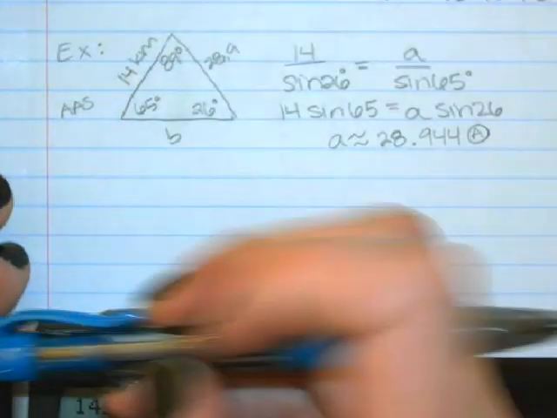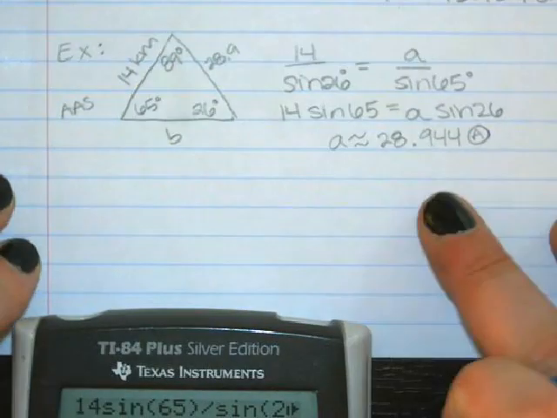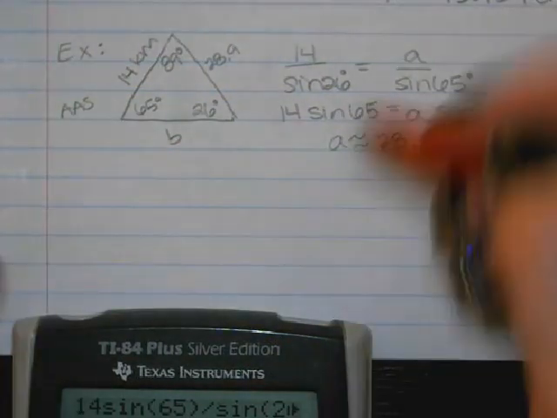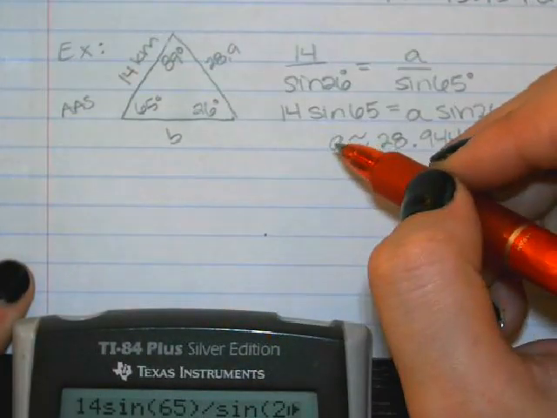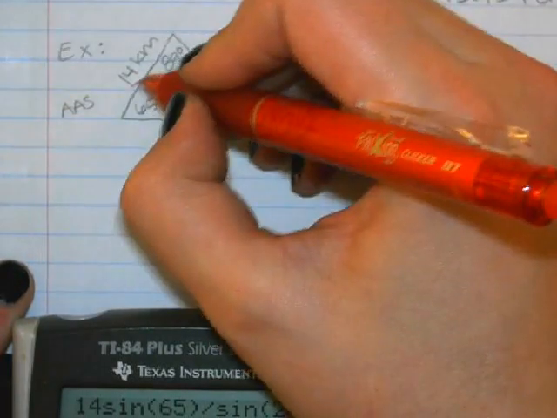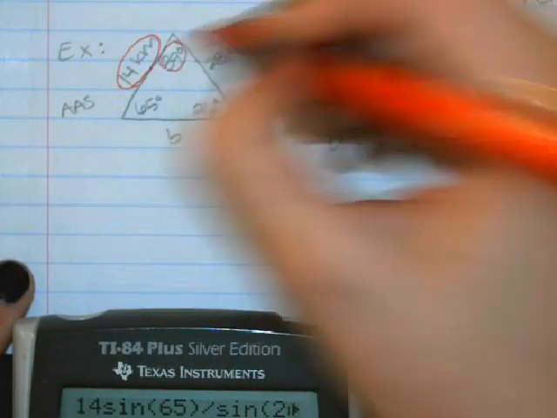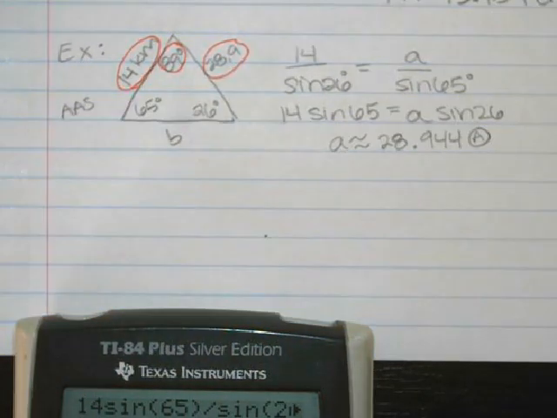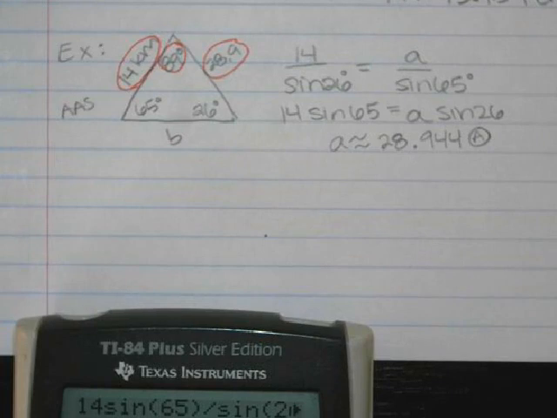Okay. So what information do we have labeled on the triangle right now? We have all the angles and two sides. And if you look right here, we have side, angle, side. Okay? So we can go ahead and use that information to do one of the formulas now.